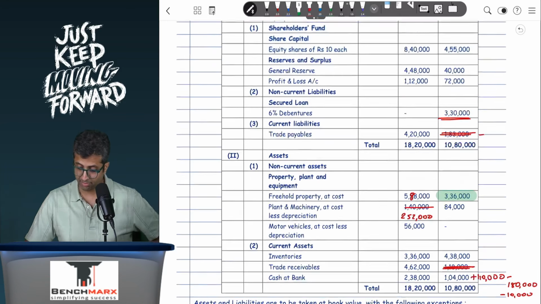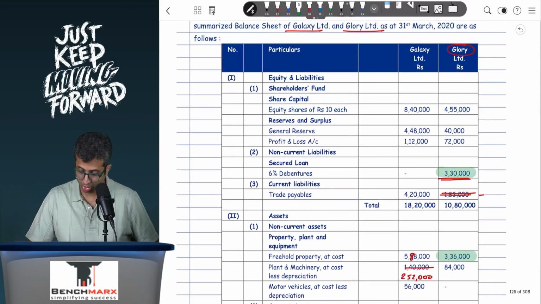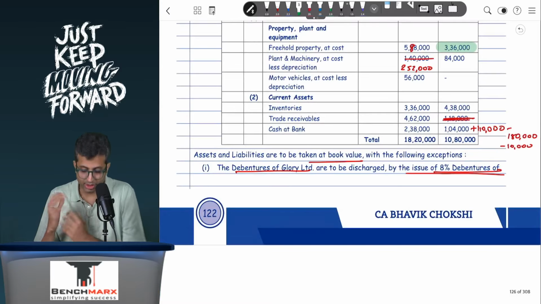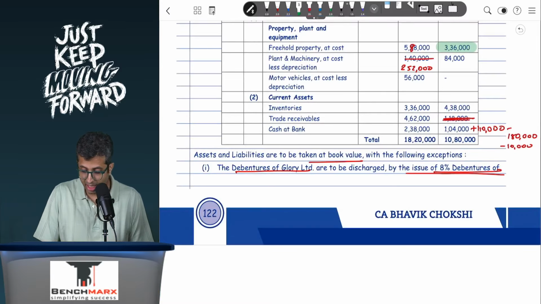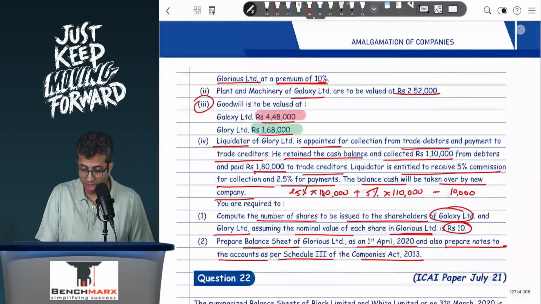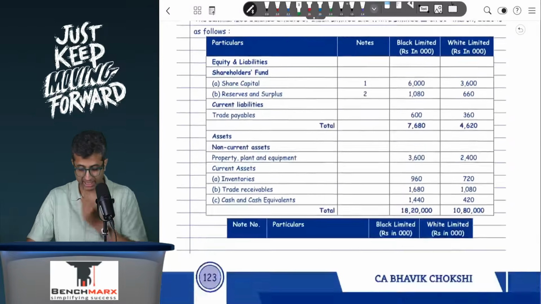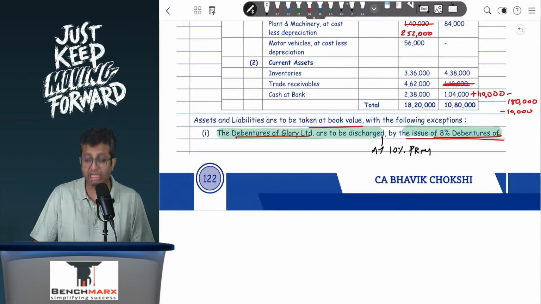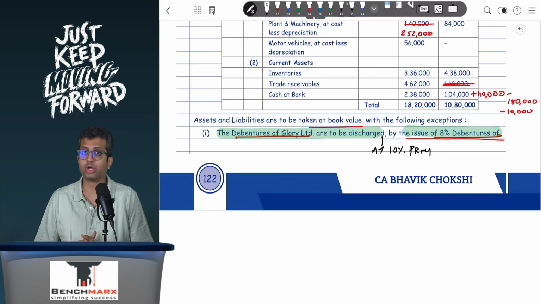10 lakh 50 minus, you will have a secured loan over here of 3 lakh 30, and trade payables have been paid off. Now the way this language is worded, in my opinion, this is correct, is that debentures of Glory are to be discharged. So 3 lakh 30 worth of debentures are to be discharged by the issue of debentures of Glorious at a premium of 10%. Had they told you that debentures of Glory are to be discharged at a 10% premium, then I would have said yes, 3 lakh 30 plus 10% we should do.